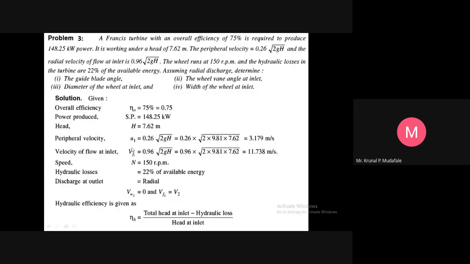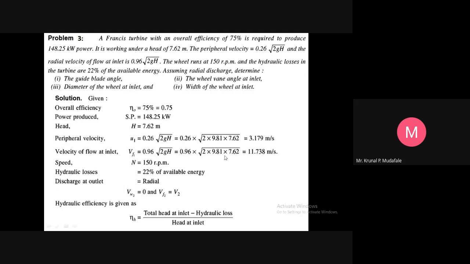I hope everyone is able to understand this and calculate it on your own. Use pen and paper and your calculator to find out these values, U1 and VF1. So VF1 you will get as 0.96 under root of 2gh.